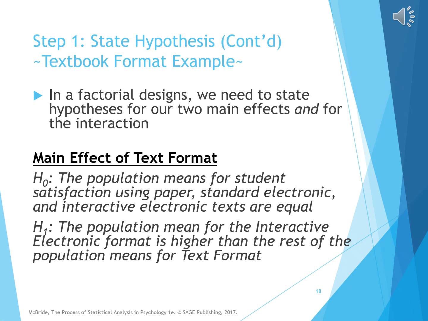The alternative hypothesis, H1, could be one of many possible things. You could say, well, I think all of the means will be different from each other. I could say at least one of the means is going to be different from the others. Here we have the example of the population mean for the interactive electronic format being higher than the rest of the population means for the other two kinds of text format.